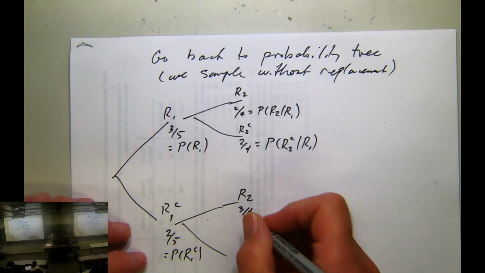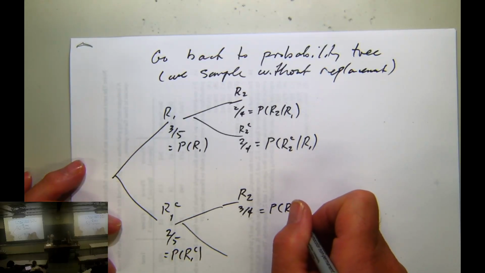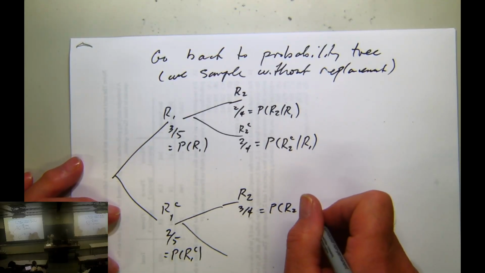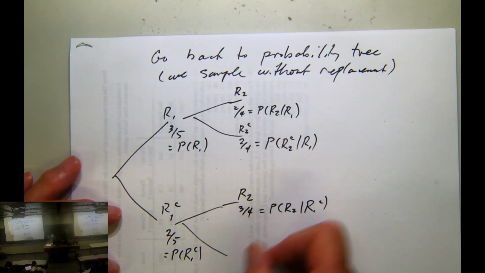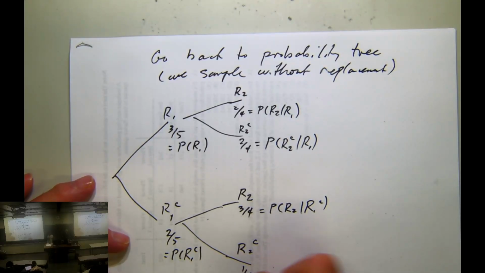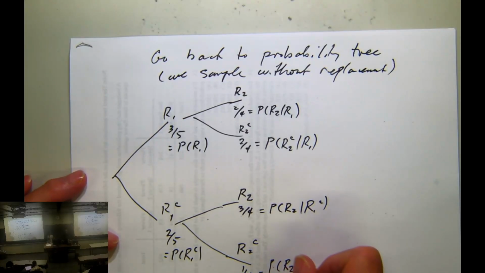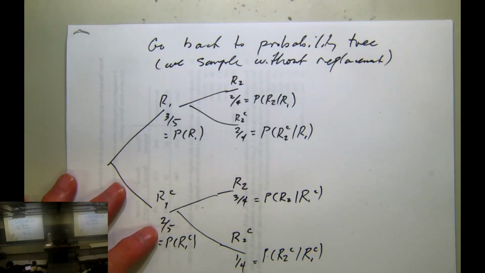3 out of 4. So that was the probability of R2 given R1 complement. And then the probability of getting a white on the second, which is didn't get a red on the second, given I didn't get a red on the first. In other words, I got 2 whites in a row. That was 1 out of 4. And that was the probability of R2 complement given R1 complement. We got all that.